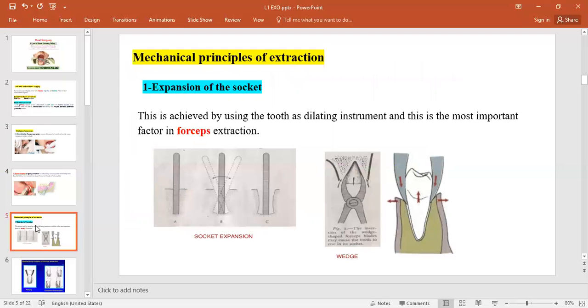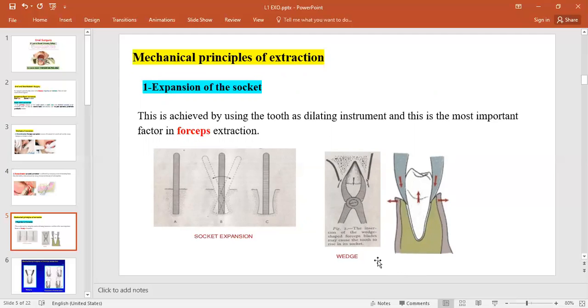Principles of extraction. The mechanical principles of extraction, how the forceps and elevators work. Number one, expansion. Here, by dilating the socket, we move the tooth buccally, lingually, or labially, palatally, to dilate the socket for tooth extraction. We use the tooth itself as a dilator. This is the main principle of forceps.